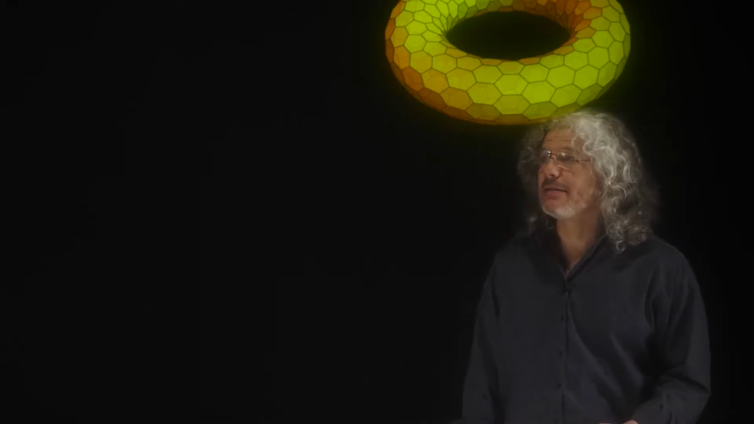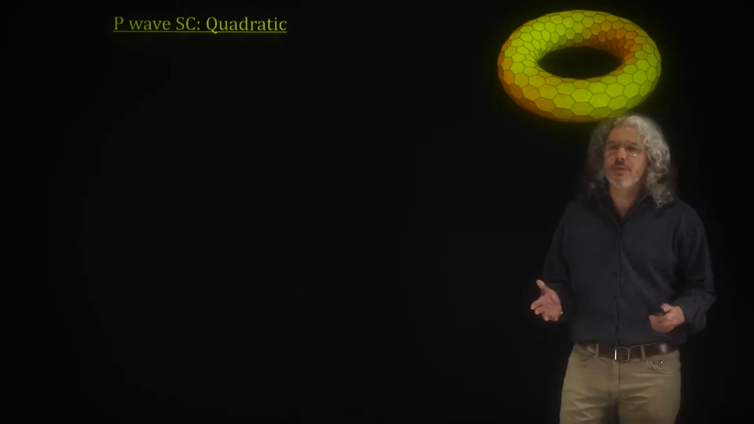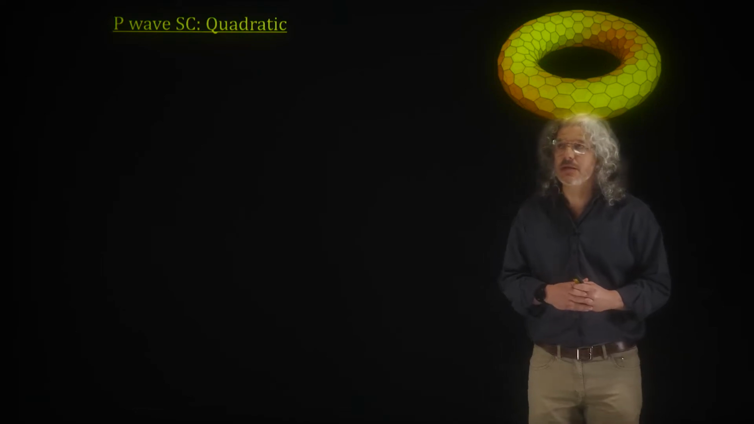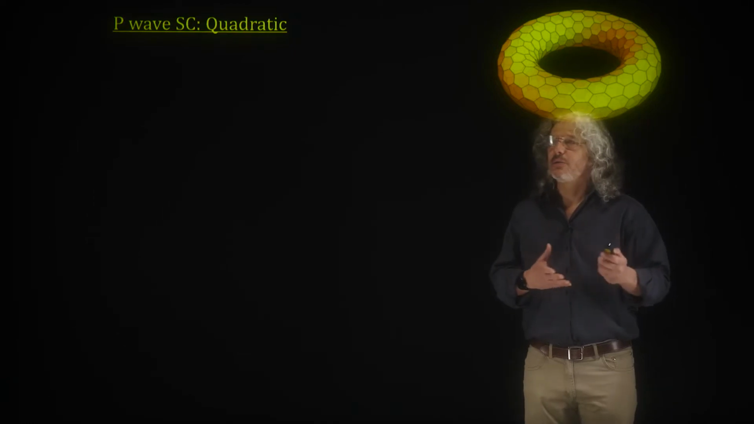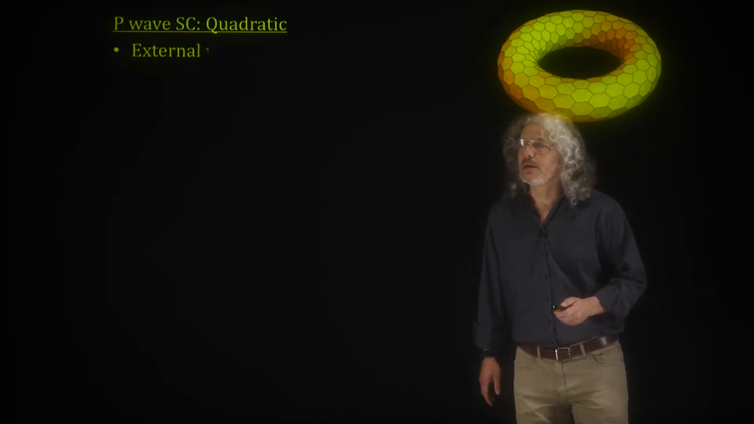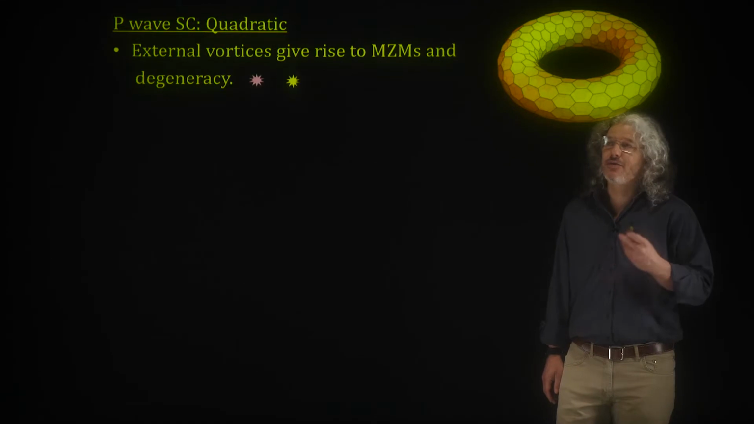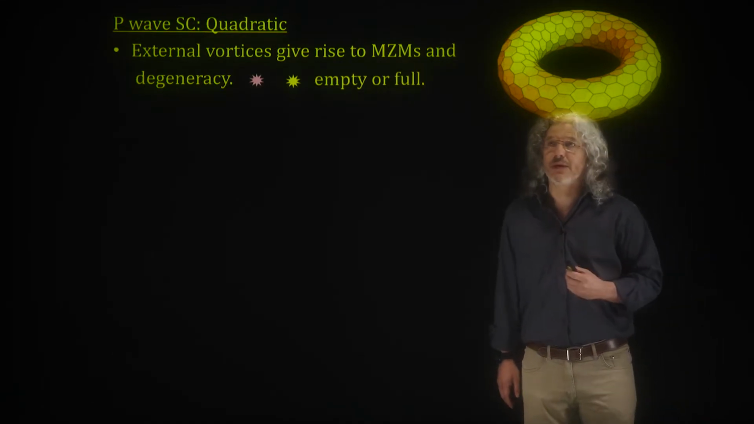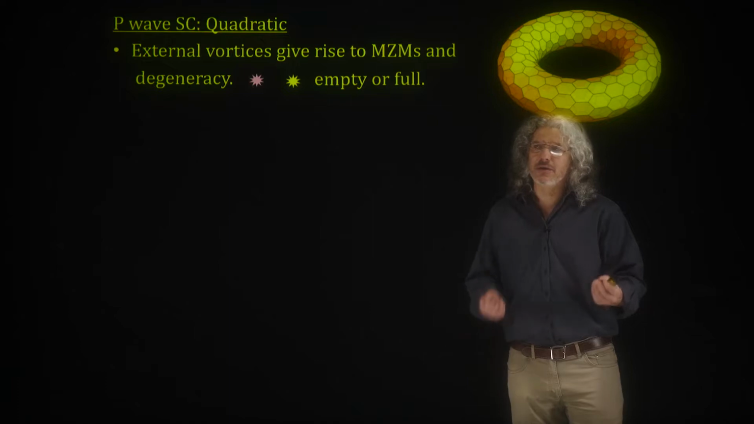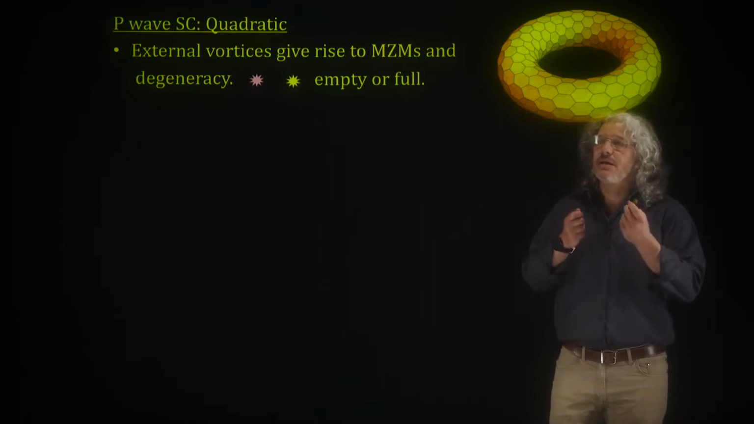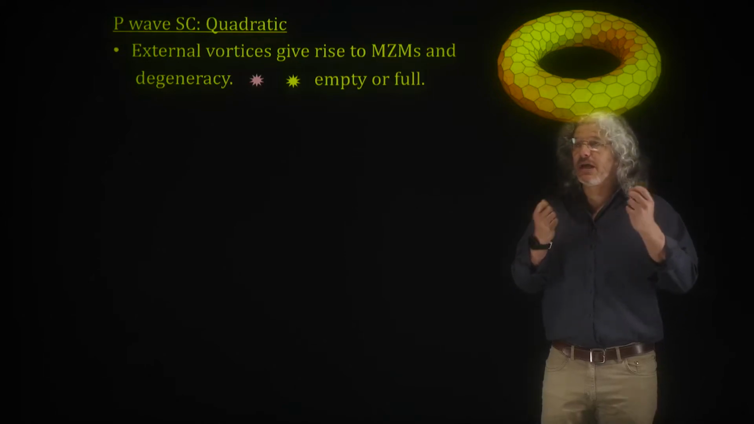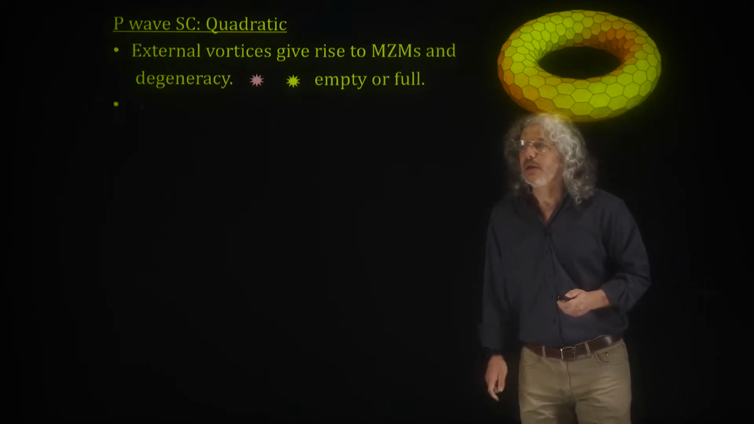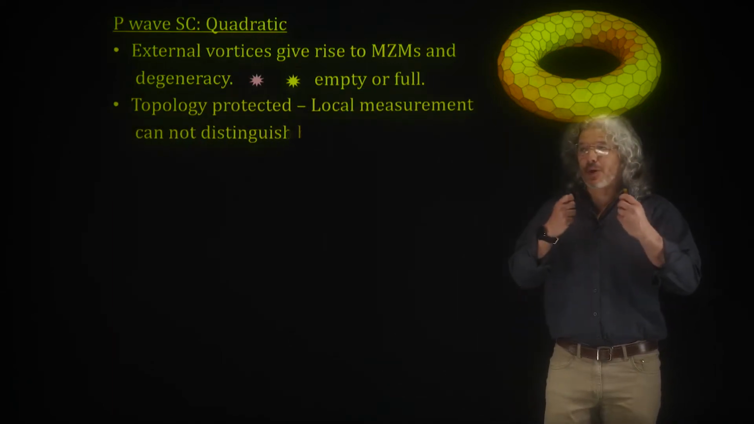Let's discuss the differences between the P-wave superconductor and the spin liquid case. The P-wave superconductor in the mean field approximation that we discussed is a quadratic problem. This is certainly not a topologically ordered case. External vortices in the case of a P-wave superconductor give rise to Majorana zero modes and degeneracy. We discussed that a lot in this course. If we have two Majorana zero modes, they together form a state which can be empty or full. Now, these states are topologically protected.